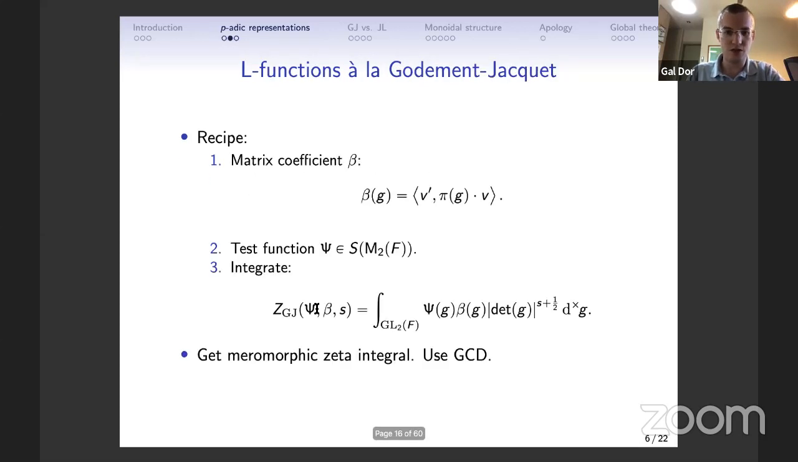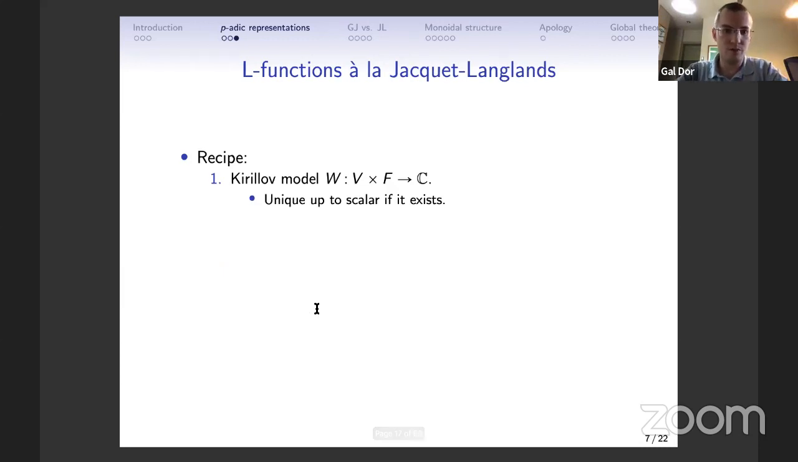Now, that's one recipe. That's the first thing I'm going to compare. The second thing I'm going to compare is called the Jacquet-Langlands zeta integral, or actually it was pointed out to me that this integral was essentially by Hecke. So in this case, what you start with is what's called a Kirillov model.